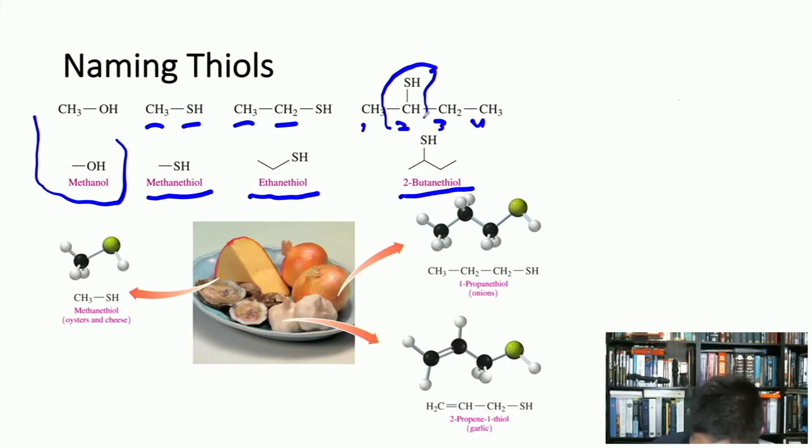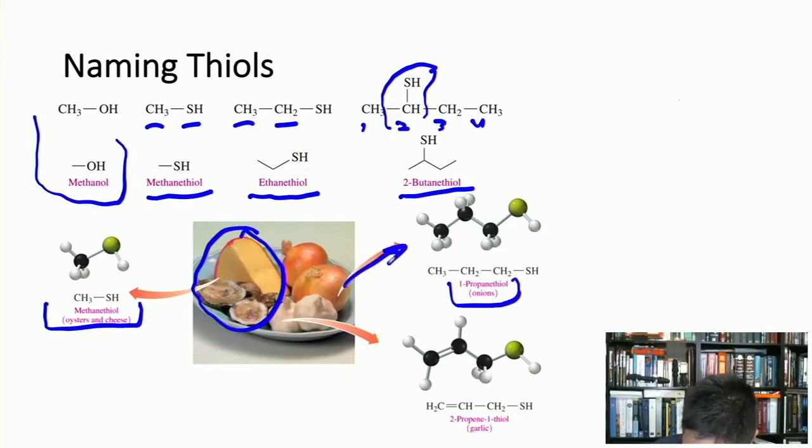So we see methyl thiol or methane thiol here in oysters and cheese. So there's a picture of some oyster and cheese. Onions is 1-propane thiol, right? That's the smell coming from onions. And then garlic is 2-propene thiol, 2-propene 1-thiol, right? Makes sense. Makes a lot of sense. So naming thiols is very similar to naming alcohols.